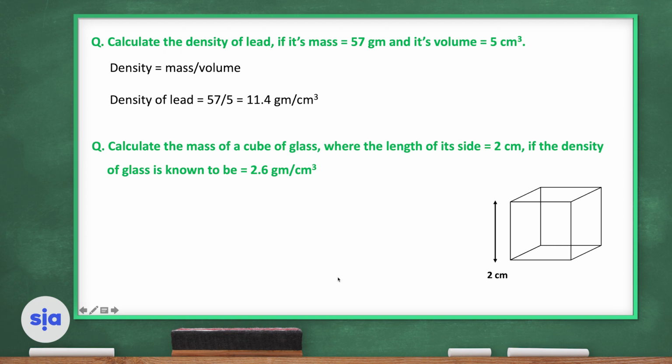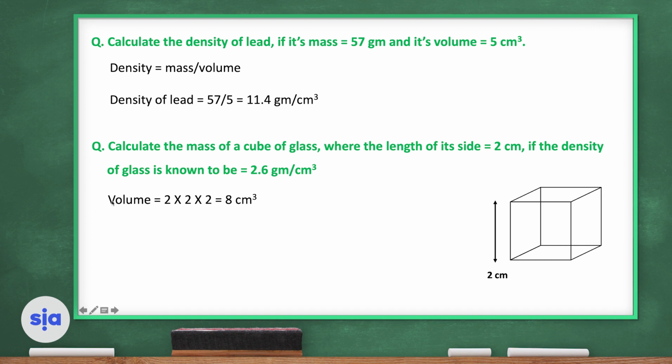First of all, how can we get the volume of this cube? The cube, all its sides are squares. So this means that all sides are equal. So 2, here 2, here 2, here 2. All of the sides are equal to 2 centimeters. So the volume will be 2 times 2 times 2 equal to 8 cubic centimeters.